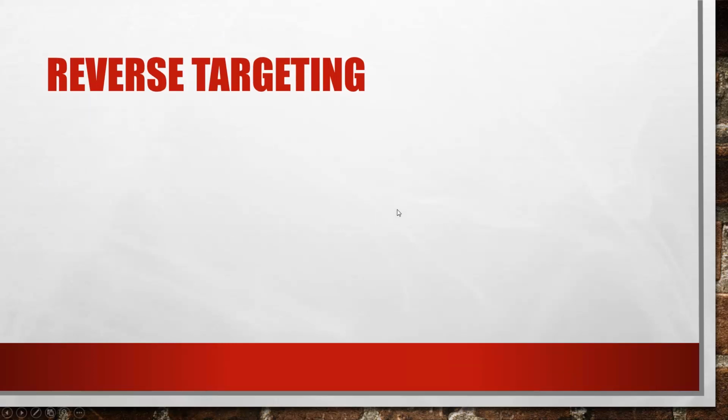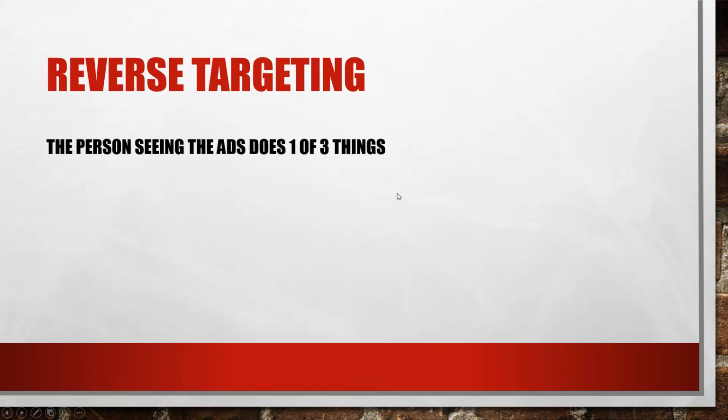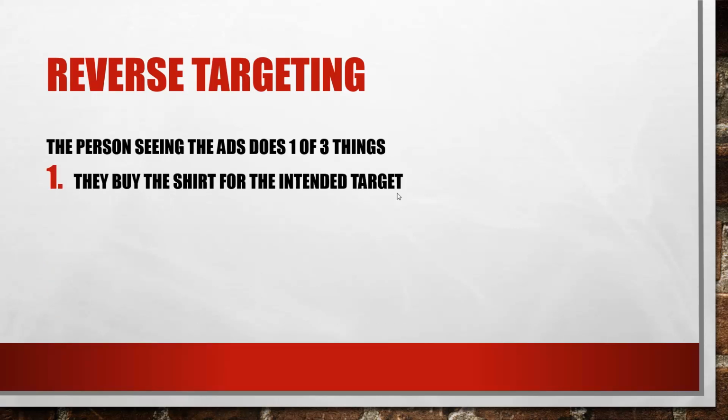So reverse targeting. The person seeing the ad, the person that actually sees that ad on Facebook, does one of three things. The first thing is they buy the shirt for whoever the intended target was. Let's say I have a shirt for a mother and I target a son. The son may see the shirt in the ad, and he may just buy it for his mother. That's the first thing that could happen, and it does happen.